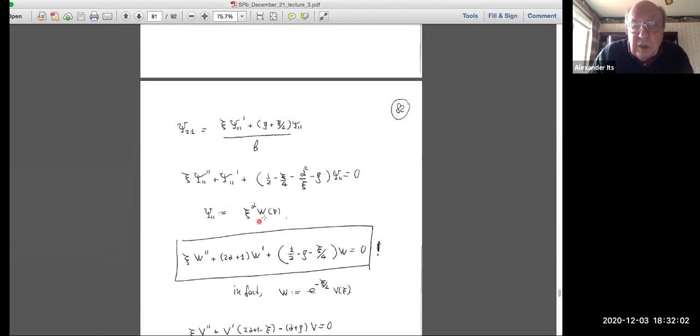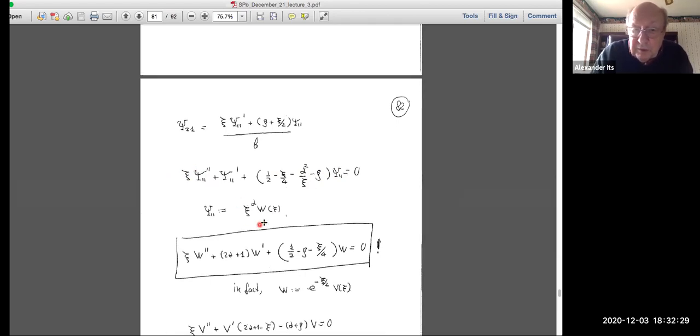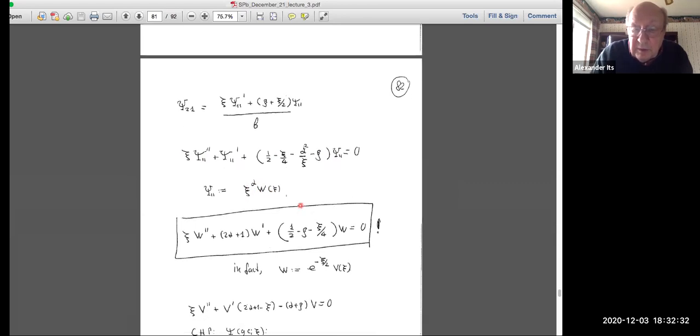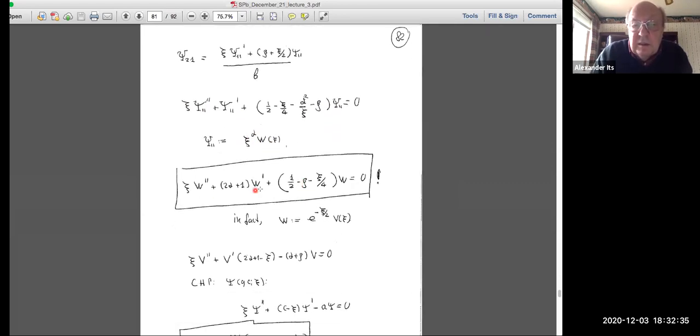Then I make the natural transformation, going from psi11 to W. Why do I do it? Because I still don't see that I can solve this equation, since the coefficients of the equation are quadratic functions of zeta. But if I do this change, I arrive at this equation for W, whose coefficients are linear functions of zeta. And now, of course, we all know that we can use the Laplace method.